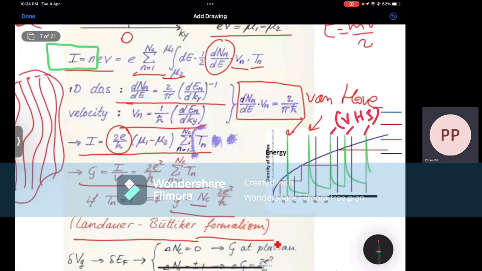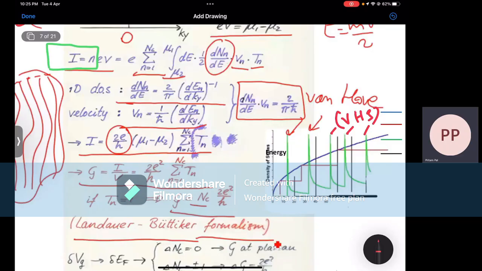And in general, we can allow the transmission to be different for each of the one-dimensional modes, for each of the subbands.